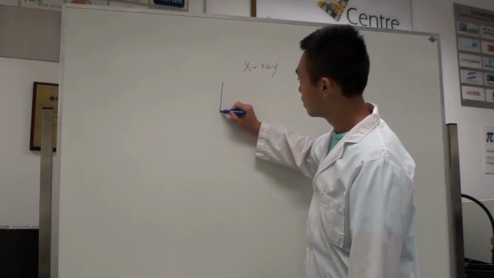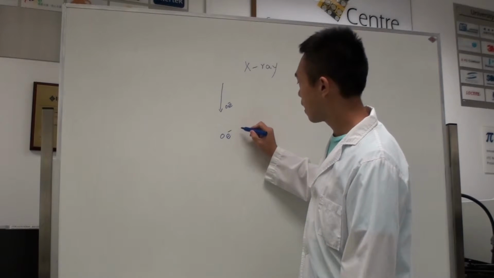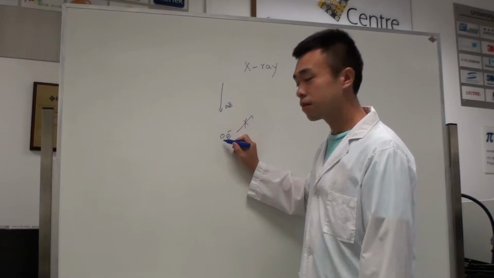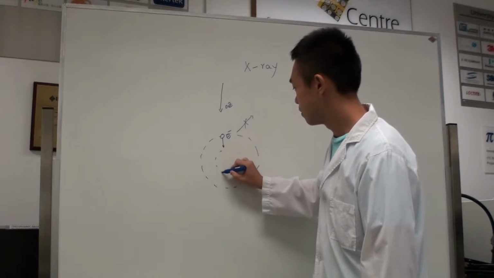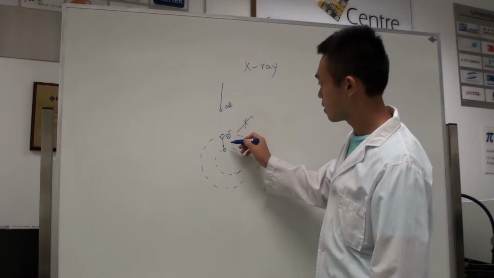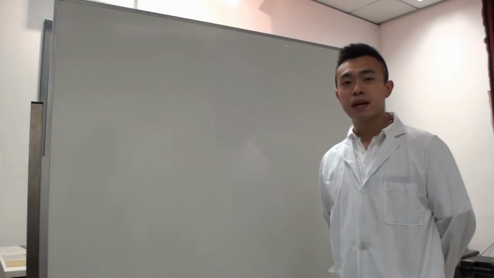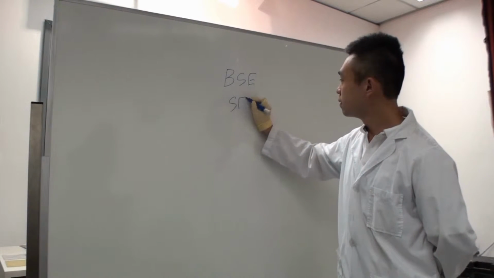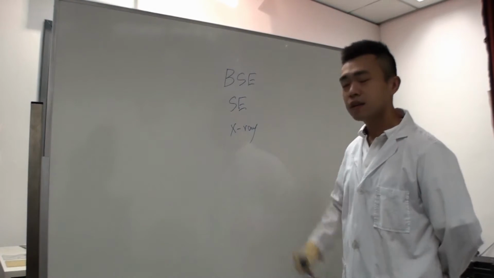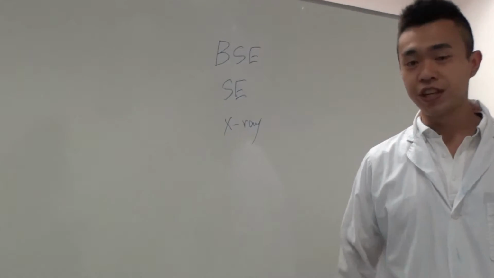When the incident electron interacts with an extranuclear electron, instead of being emitted, the extranuclear electron from a higher energy level may move to a lower energy level. During this process, X-ray photons will be emitted. Up to now, we have already learned the three signals emitted from the specimen by the interaction with the electron beam. And now, what I will do is show these three signals and how this works on an SEM machine.